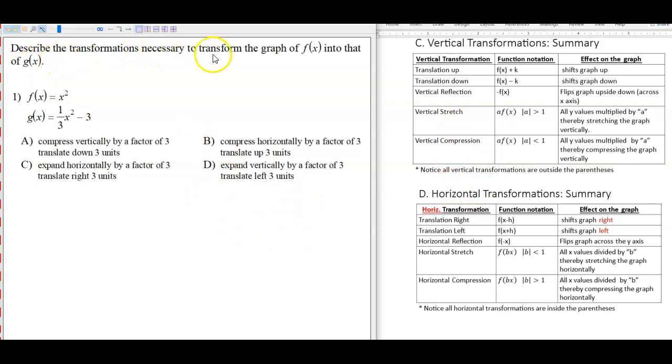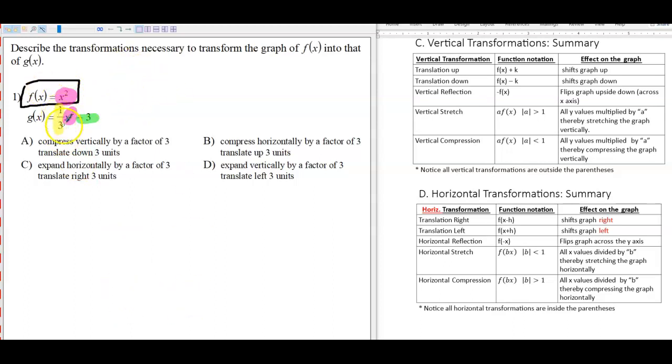It says, describe the transformations necessary to transform the graph of f into g. So here's f. That's my original function there. And here's g. Now, really the part that is the same here is that this guy has an x squared, and this guy has an x squared. But as you can see, there's a couple of new things here. The new things that g has is this 1/3, and it also has this -3 on it. And both of those, that yellow part and that green part, those are new things. Those are transformations of f. So let's see if we can identify what they are.